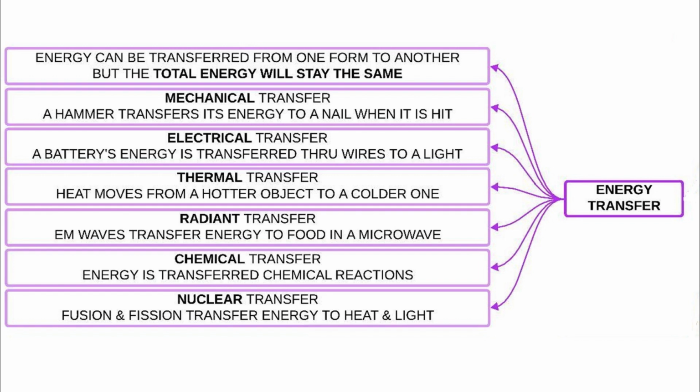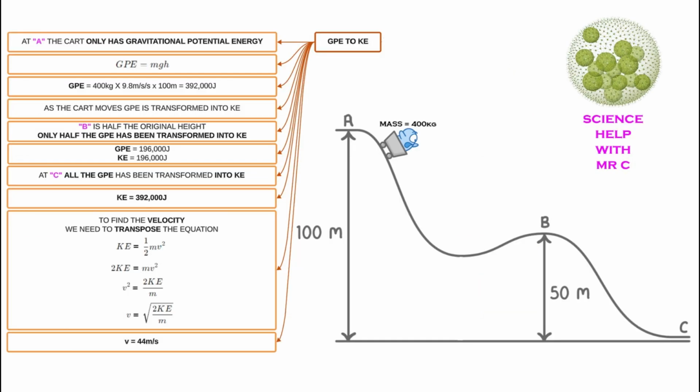Thermal transfer is when heat moves from a hotter object to a colder one. Radiant transfer is the use of electromagnetic waves to transfer their energy into food inside a microwave. Chemical transfer is the transfer of chemical energy during chemical reactions. And nuclear transfer is the use of fusion and fission to transfer their energy into heat and light. Whenever we have an object falling, it converts the gravitational potential energy into kinetic energy.